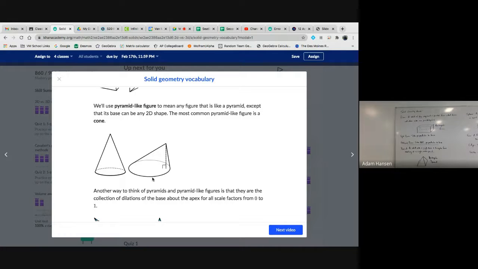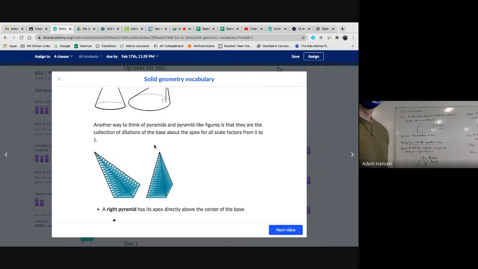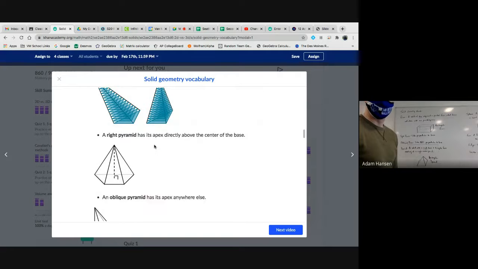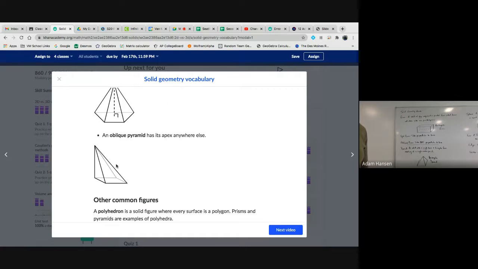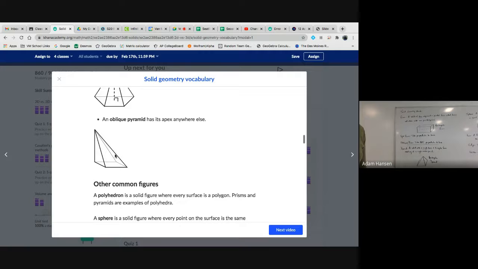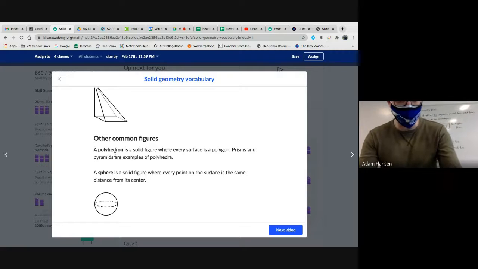Pyramids, just like prisms, could also be right and oblique. A right pyramid is standing straight up and down. The base would be perpendicular to all four of the triangular faces in this trapezoidal pyramid. An oblique pyramid is where the pyramid's kind of leaning over. The faces do not make a right angle with the base. Prisms, two bases. Pyramids, only one.